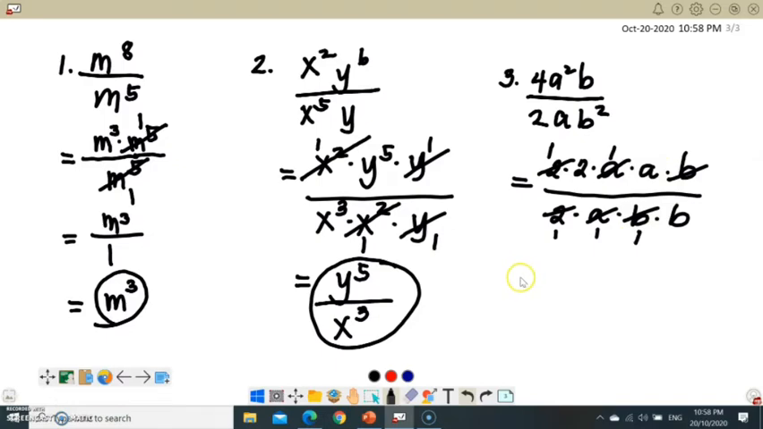Then we multiply the numerator. 1 times 2 times 1 multiplied by a is equal to 2a, over 1 times 1 times 1 times b is equal to b. So if you are going to simplify 4a squared b over 2ab squared, the simplest form or the lowest term is equal to 2a over b.